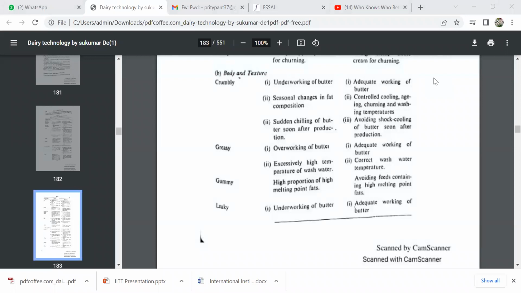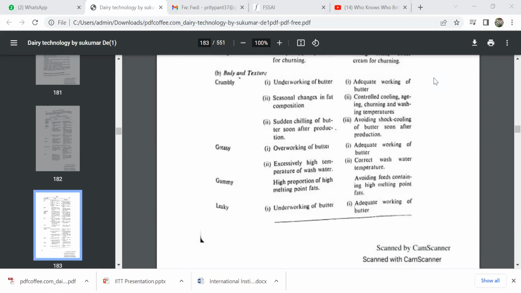Next defect is body and texture. Different defects are crumbly, greasy, gummy, leaky, mealy, grainy, spongy, sticky and gritty. So I'll take all these defects one by one.